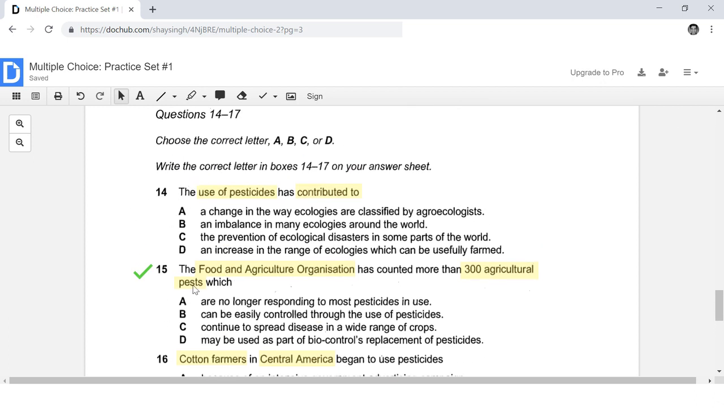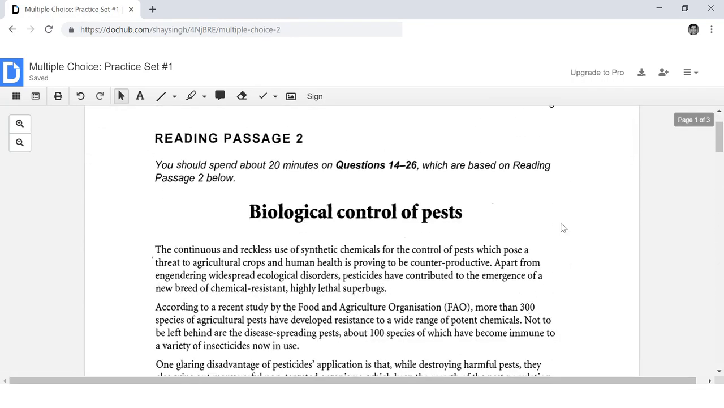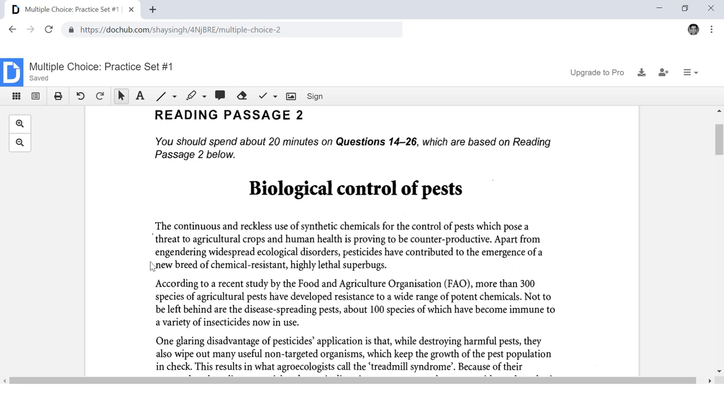Okay, so right now I'm looking for Food and Agricultural Organization, and I'm looking for the number 300. Let's see if we can find that. All right, here we go, and there, I see it right away. Food and Agricultural Organization, and I also see the number 300 right here. So I'm pretty sure that our answer is going to be in this sentence, somewhere around there probably. So let's go ahead and read this sentence.